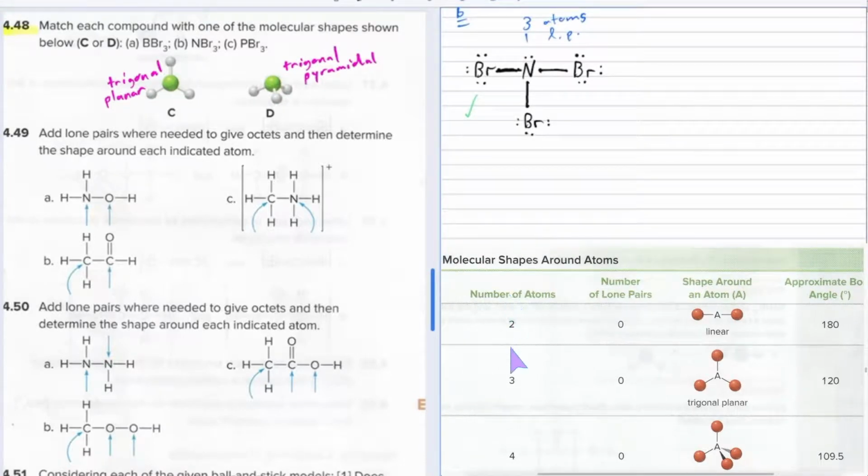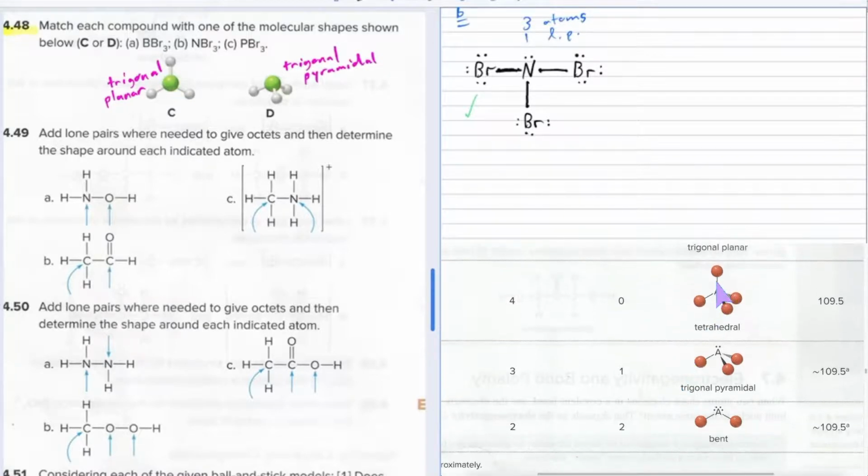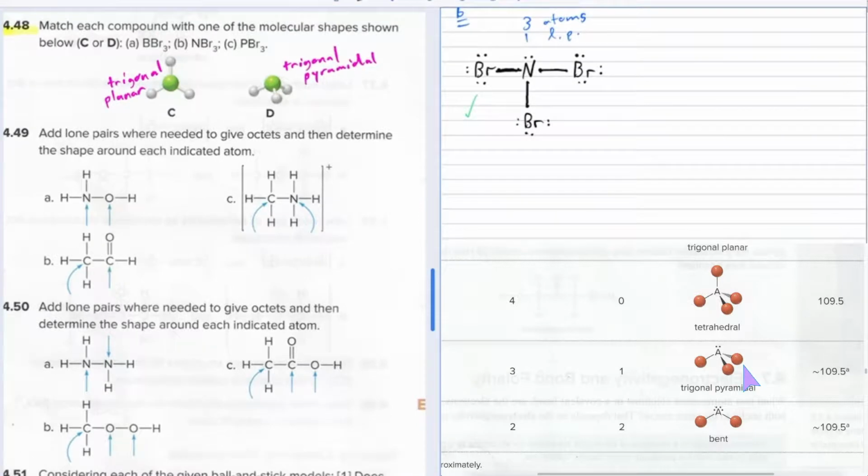You scroll down here, atoms and lone pairs. Look for 3 and 1. Okay, there it is. 3 and 1, that's the trigonal pyramidal structure. It's kind of like if you had a tetrahedral structure, but you take away one of the atoms and you replace it with a lone pair. You're left with trigonal pyramidal. So the shape here is trigonal pyramidal. And that's shape D. Okay, over there.